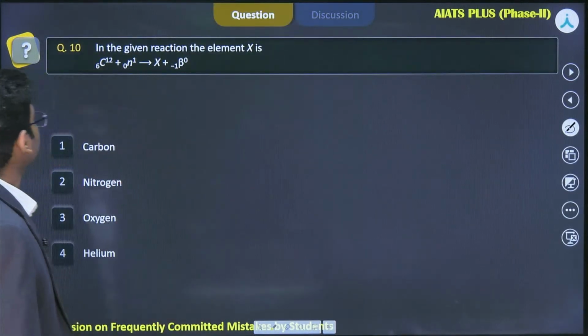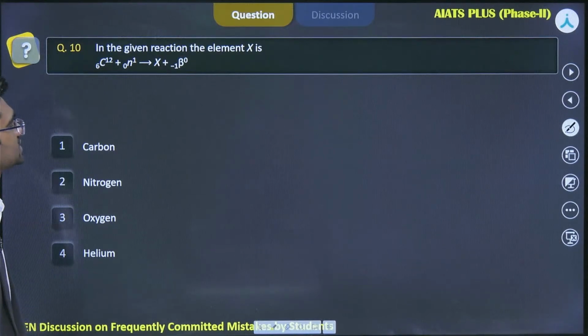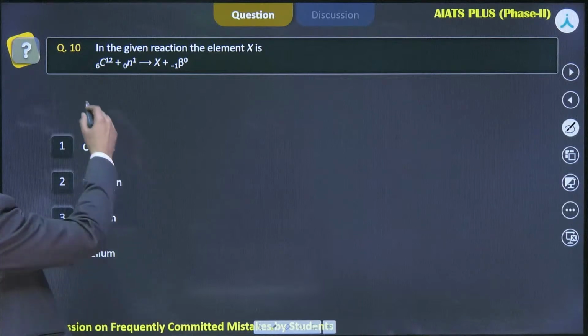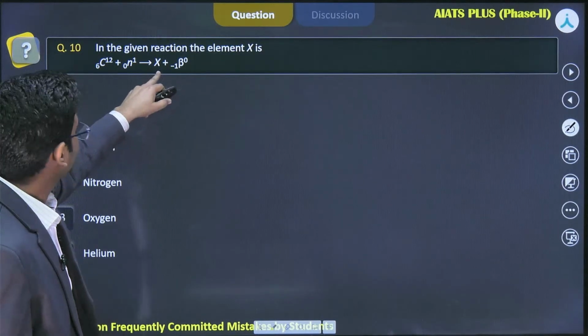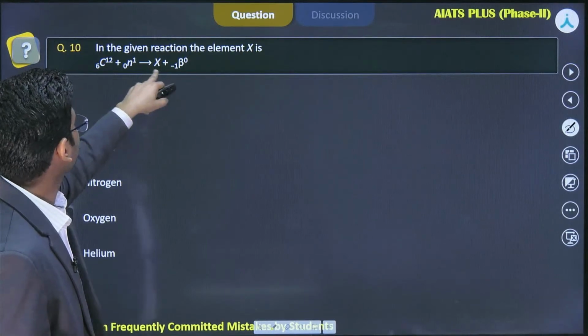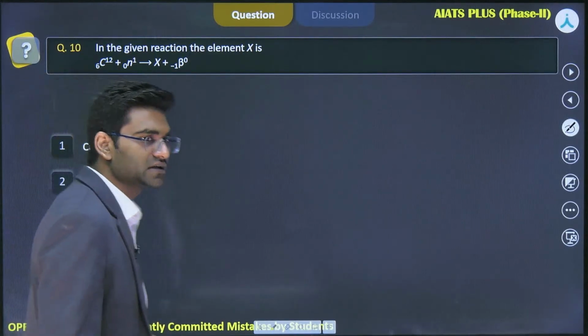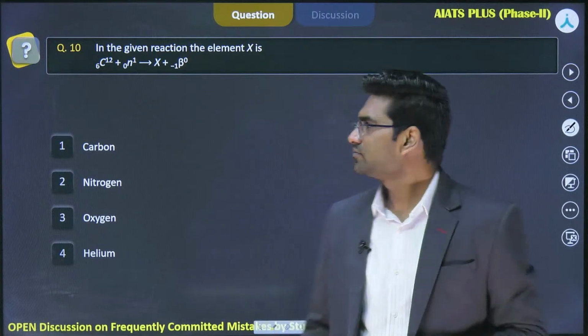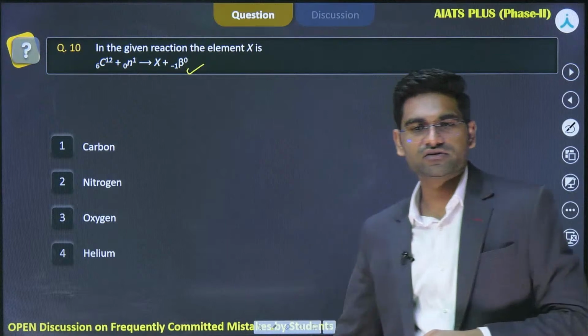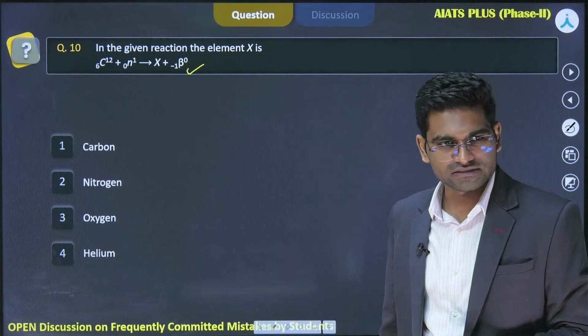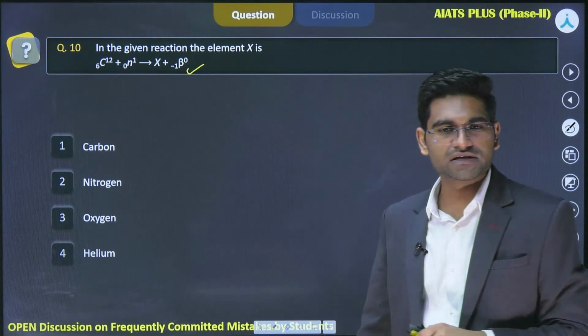So this is the second question. In the given reaction, what is the element X? The reaction is C 12 with atomic number 6, plus 0 and 1 X, and you have to find the value of X, or the element X, and this is minus 1 beta 0. Have you seen this kind of reaction? This is a nuclear reaction, right? And what is this minus 1 beta 0?